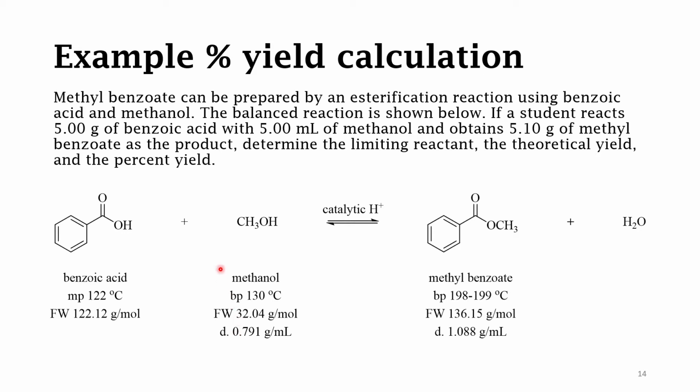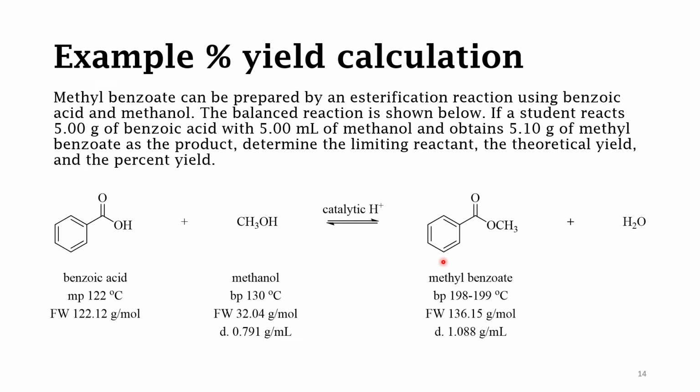Here we have an example of an esterification reaction where we are reacting benzoic acid and methanol to form methyl benzoate, and we have water as a byproduct. So this is our balanced chemical equation. It might look a little different than what you're used to seeing in general chemistry. In general chemistry, you often saw molecular formulas in your balanced chemical equation, and here we are showing structures. It's very common in organic chemistry to show the structures in a balanced chemical equation.